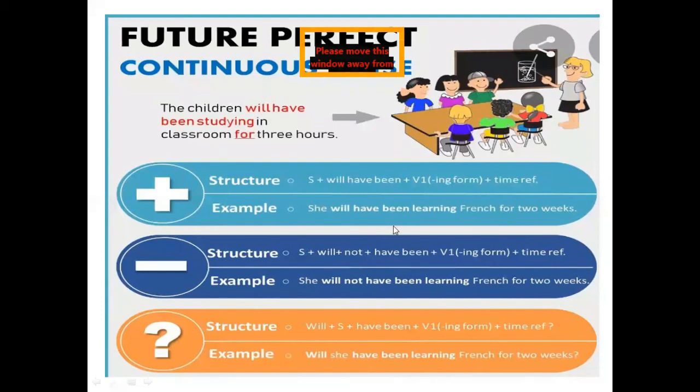At the end of a sentence of the future perfect continuous tense, it is compulsory that you have to show the time reference. Now we talk about the negative sentence. See the structure: subject plus will not have been, then the first form of the verb with ing, then time reference. Again, you have to show the time reference because we are going to make the future perfect continuous tense. See the example. She will not have been learning French for 2 hours. For 2 weeks is the time reference that we have to use while making the future perfect continuous tense.